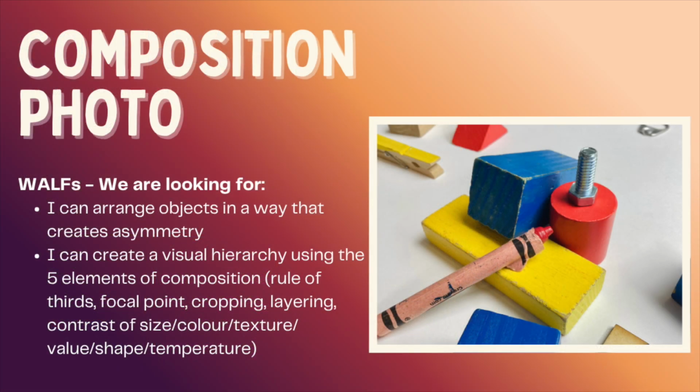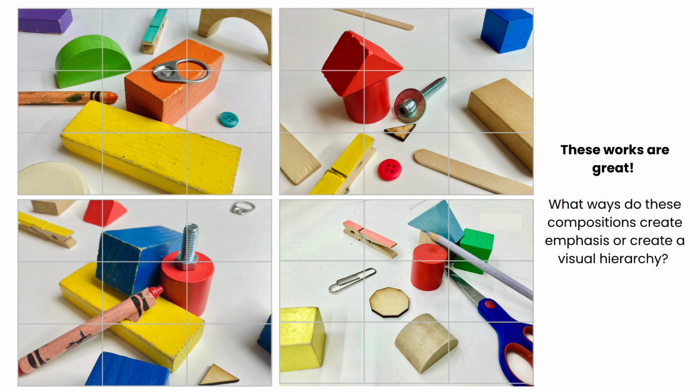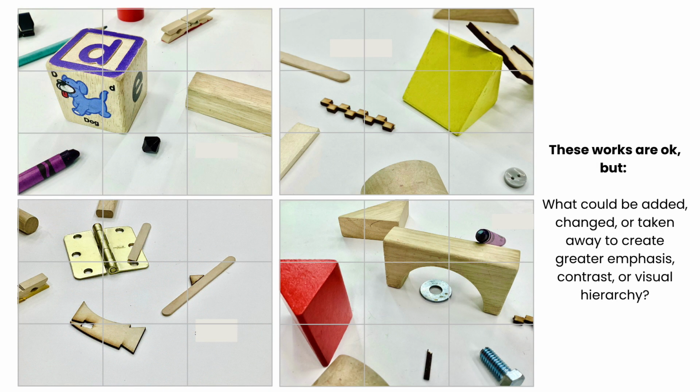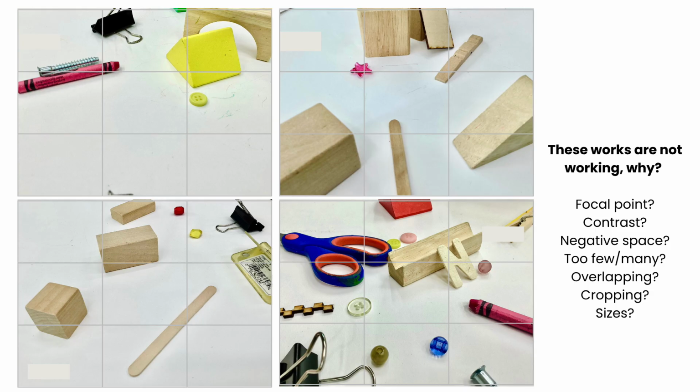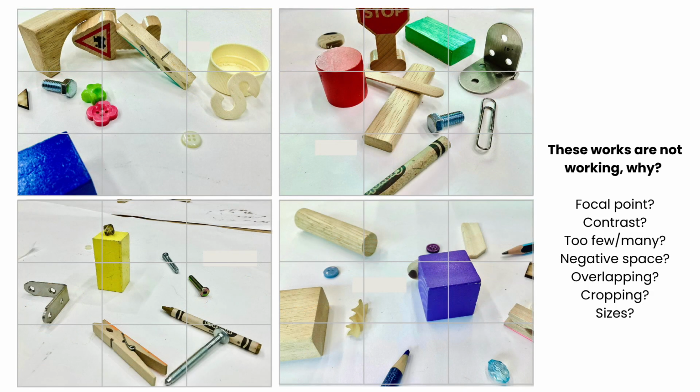Today, we'll begin practicing using these 5 elements to compose our own composition that creates interest and emphasis. Before we split off and begin practicing arranging our own unique compositions, let's first look at some composition photos that are great, okay, and not working out, and see what is missing from the composition to create visual hierarchy. What could be added? What could be removed? And is there a focal point, which is the main question we want to be asking ourselves today.